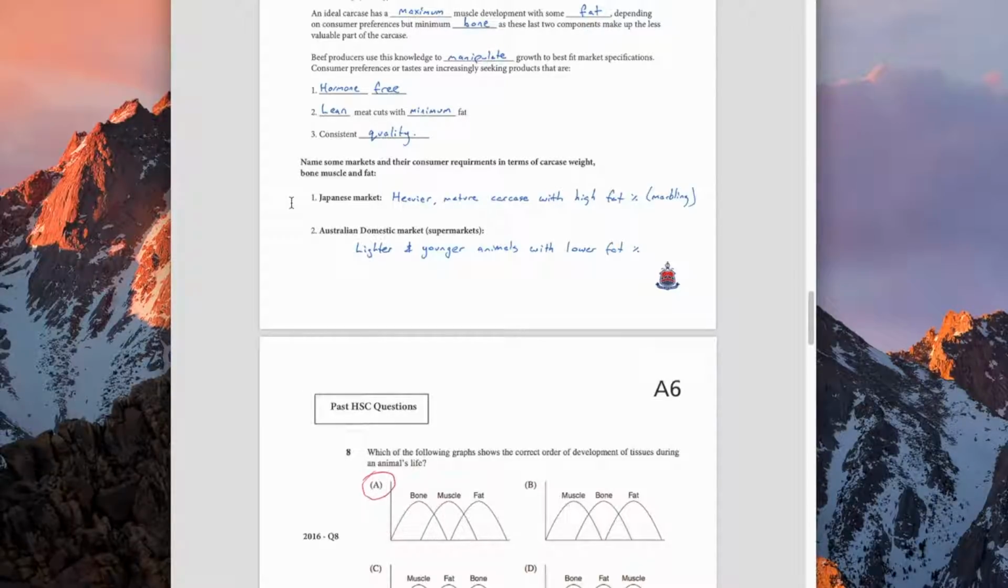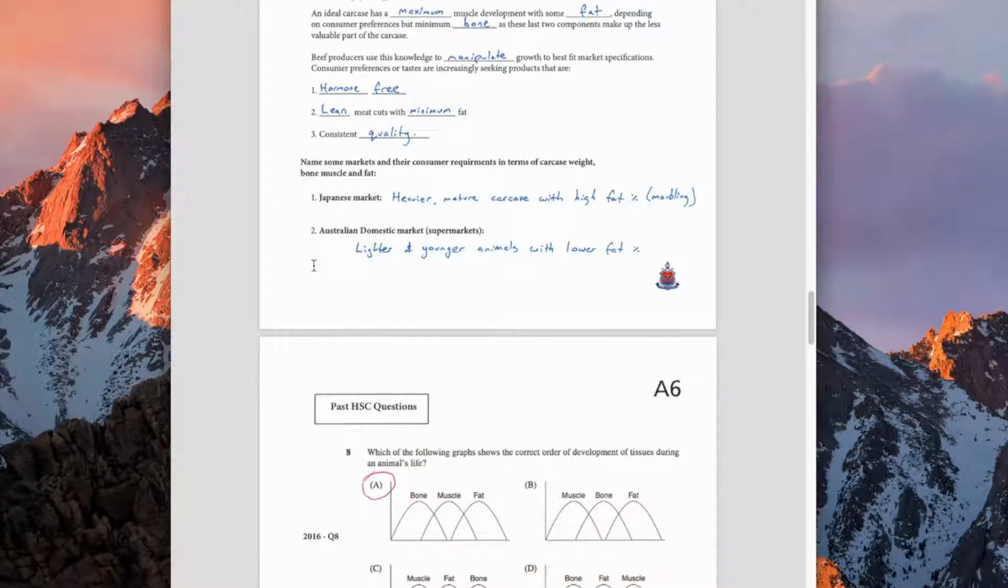So firstly, we know about the Japanese market, and I've chosen these two because they're kind of opposite to each other. The Japanese market that we supply to our cattle, say Wagyu or other animals, other breeds, they prefer a heavier, more mature carcass because they prefer a higher fat percentage and often marbling. So to get an animal, a heavy carcass, with a higher fat percentage, it's going to be older animal and it's going to be heavier.